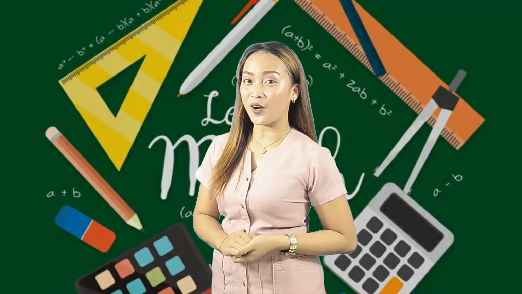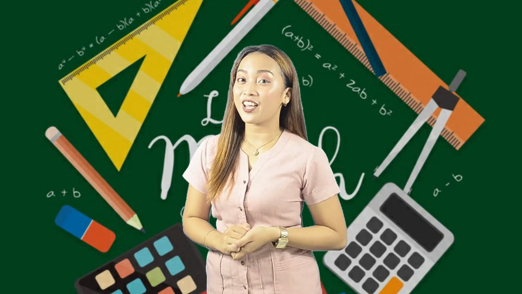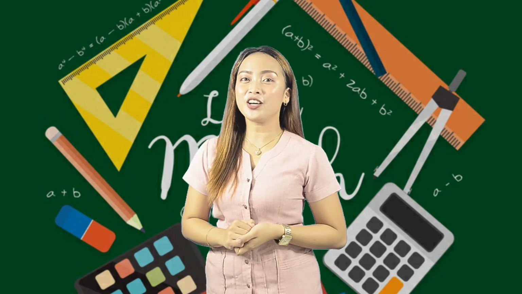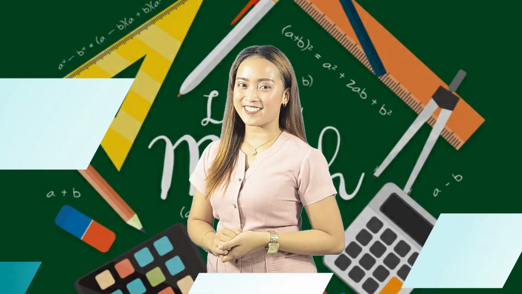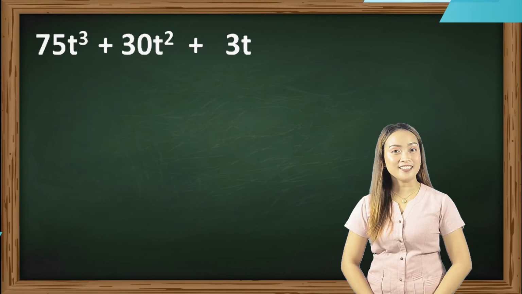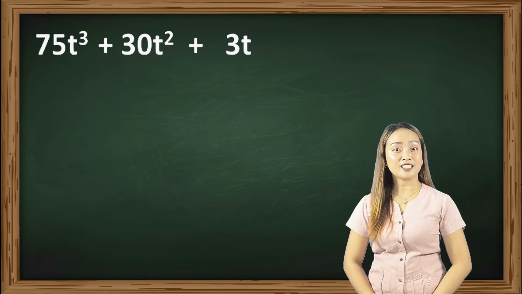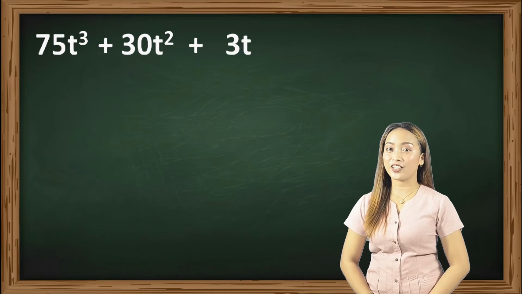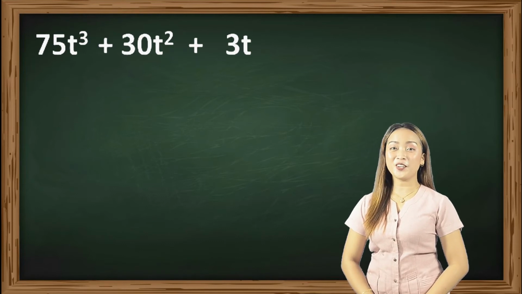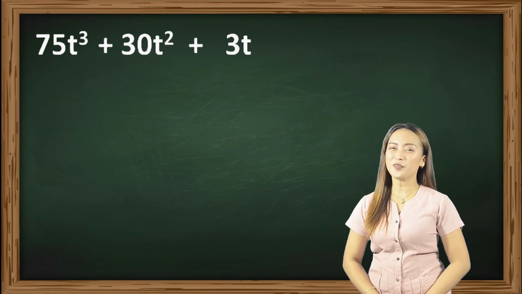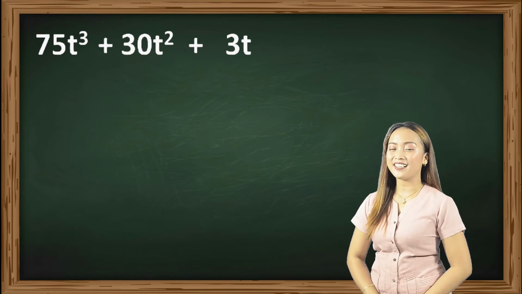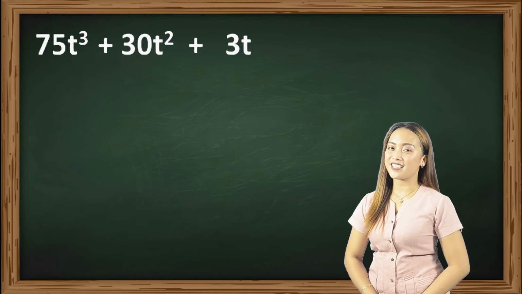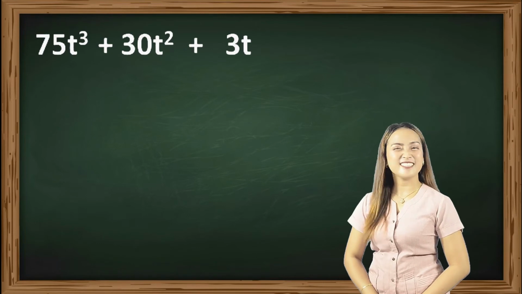Did you follow the process? If yes, good to know. If not really, let's factor another trinomial for this case. Given 75t cubed plus 30t squared plus 3t. Oh no, there's a cube there. Don't be bothered. Just put in mind that the higher the exponent and numbers, the more exciting math is. It's an easy one.